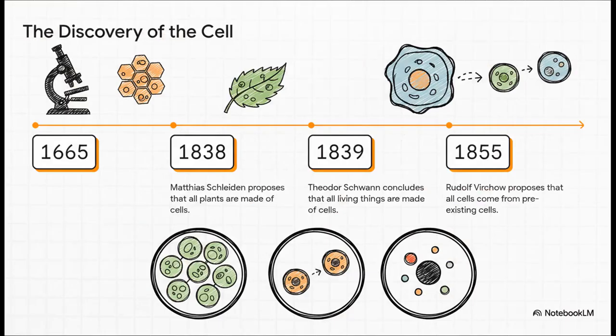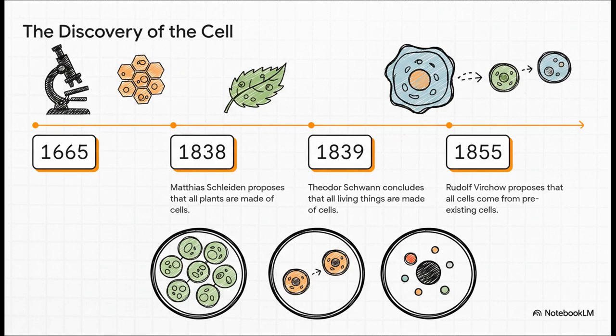But hang on, how did we even find out about these cities in the first place? Well, it all kicked off way back in 1665, when a guy named Robert Hooke first spotted cells in a piece of cork. Then, over the next couple hundred years, scientists like Schleiden, Schwann, and Virchow started putting all the pieces together. And this led to one of the most fundamental ideas in all of biology, the cell theory. It's pretty simple, but it's also profound.